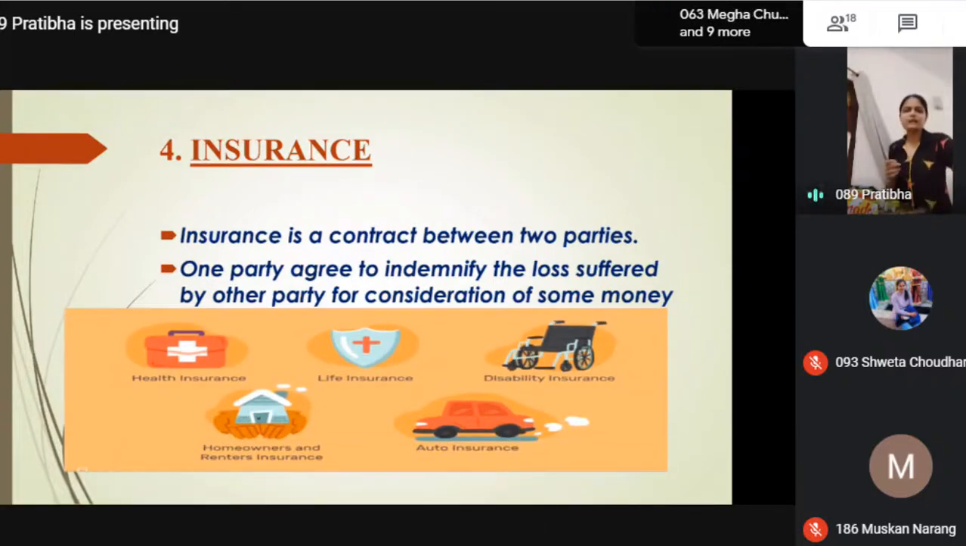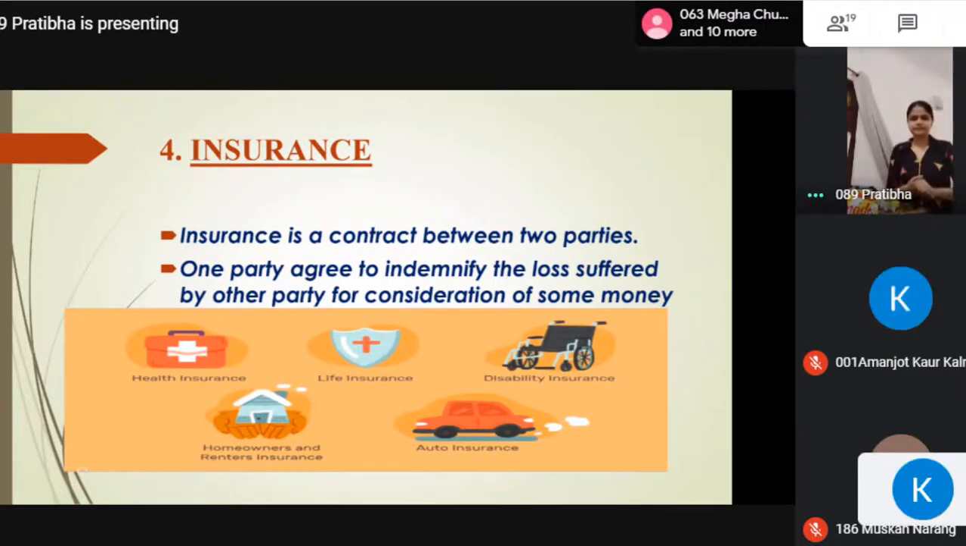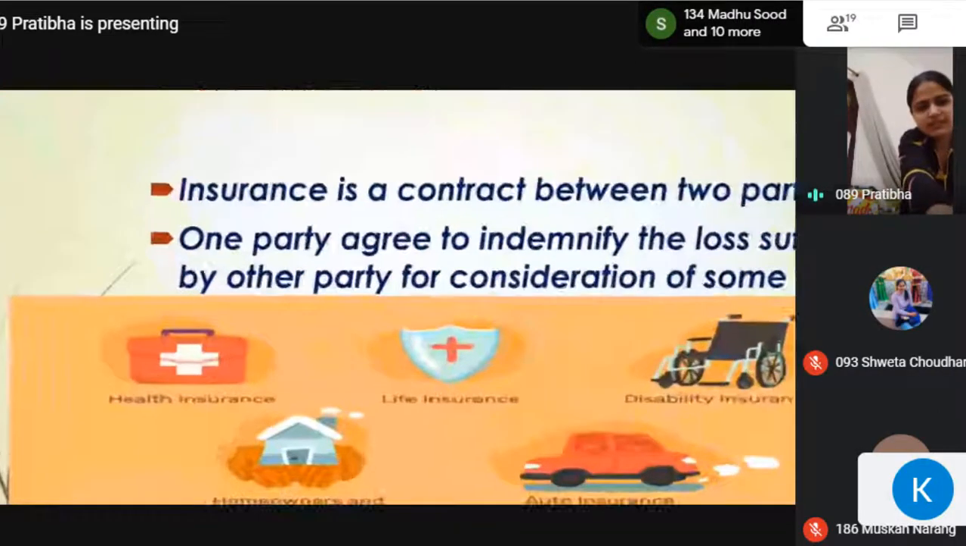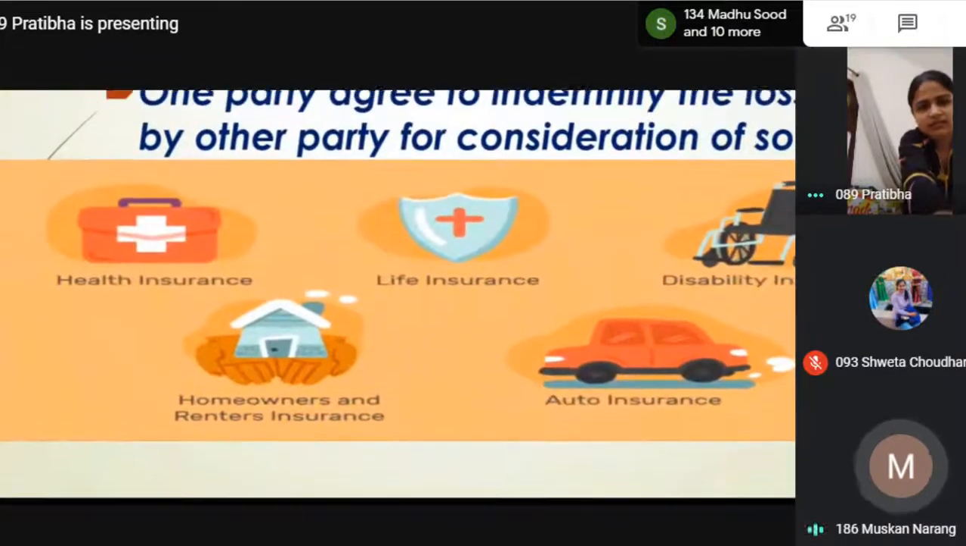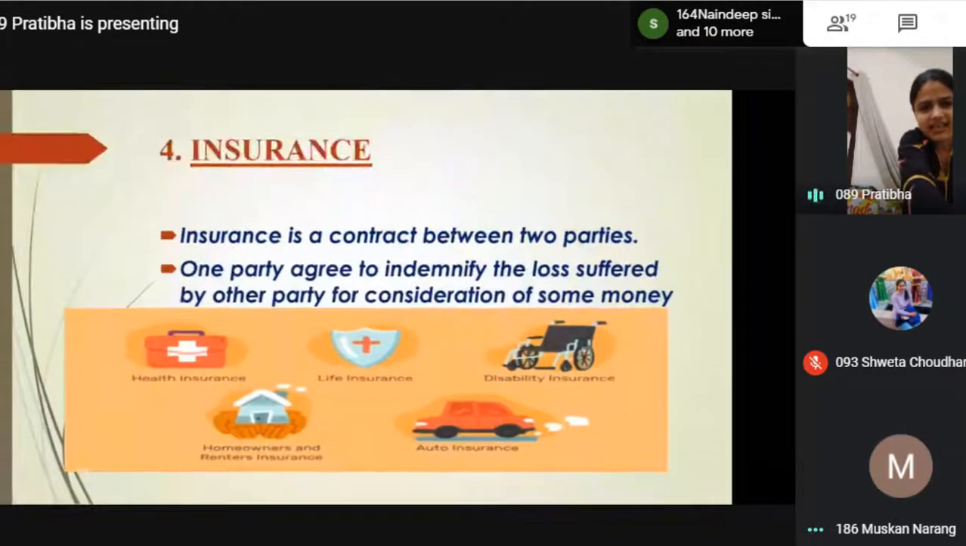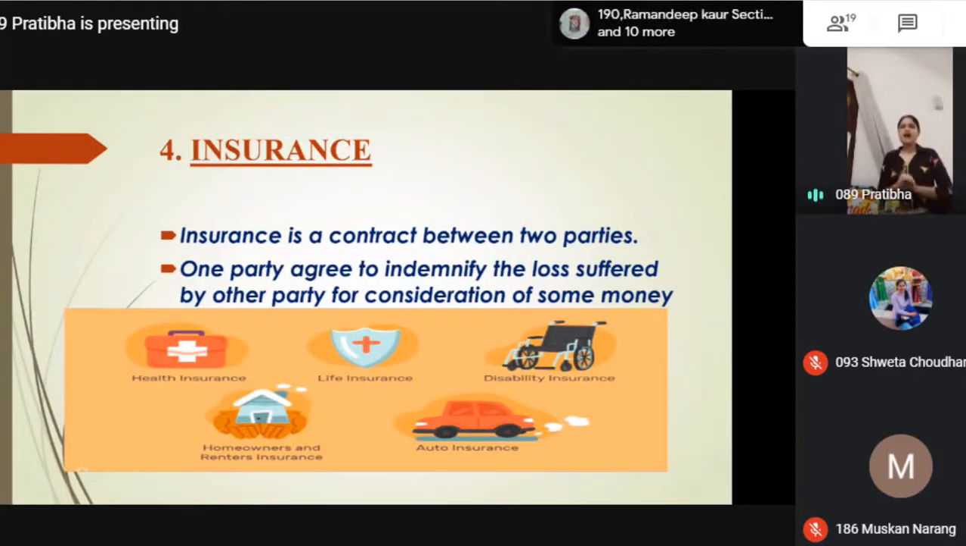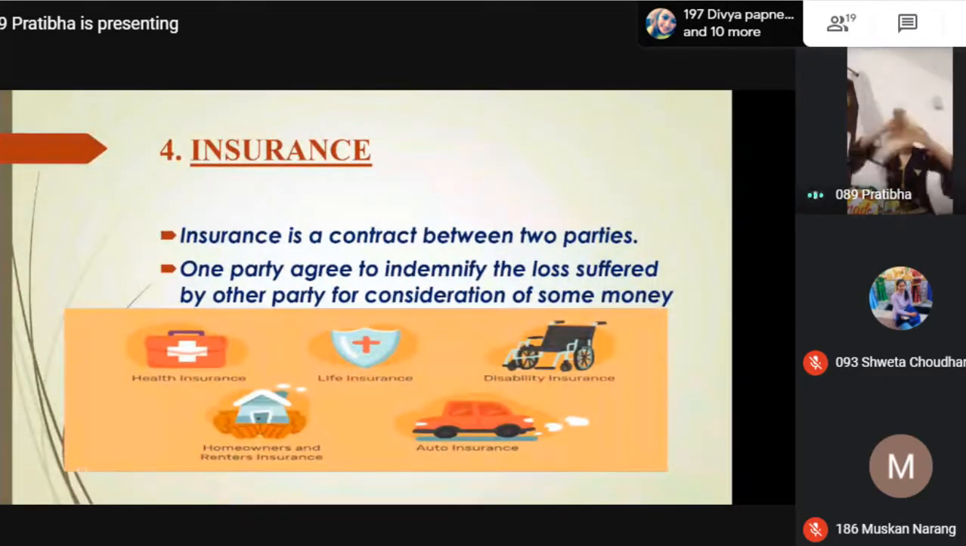Okay, students, tell me what you see in this picture. Types of insurances. Health, life. Yes, very good. Various types of insurances are done by the insurance company. I will show you one scene of insurance.